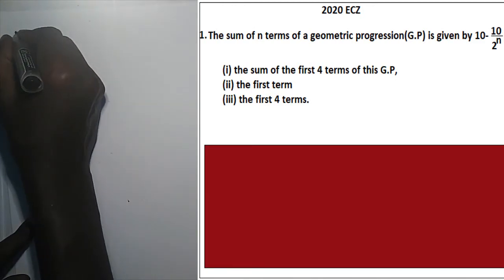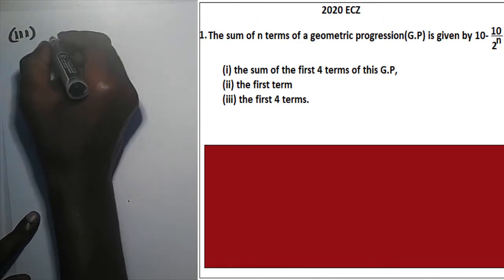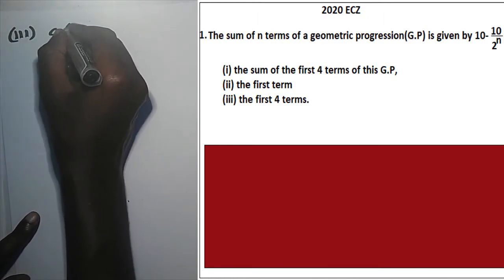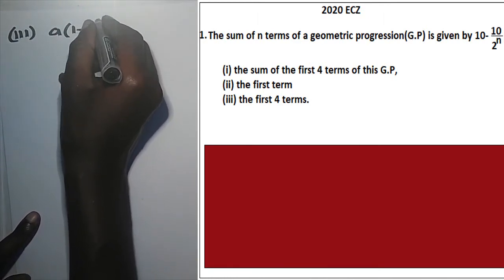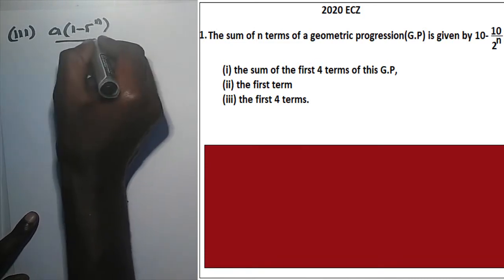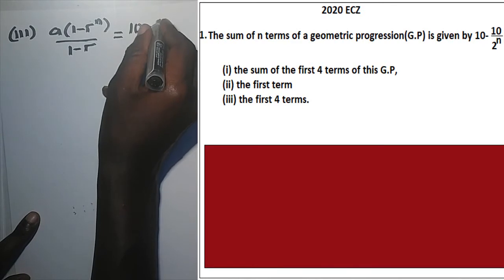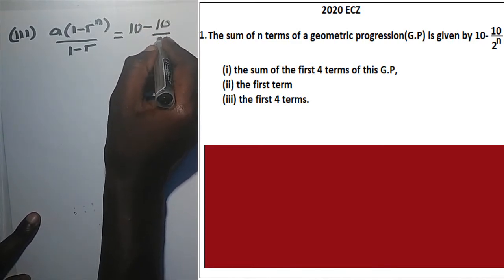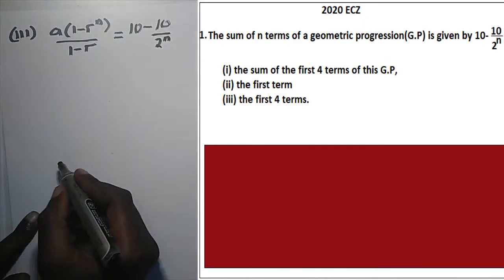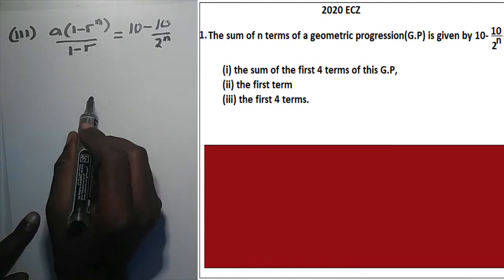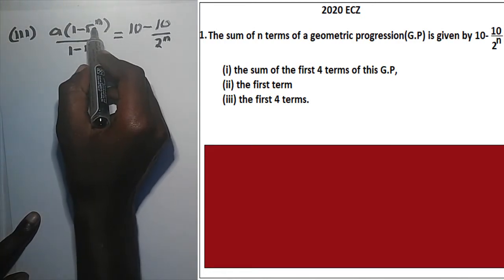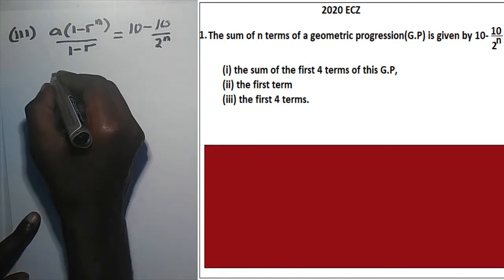So number 3, we have a times 1 minus r to the power n over 1 minus r is equal to 10 minus 10 over 2 to the power n. So now, to find our r, we are going to substitute n with 2.